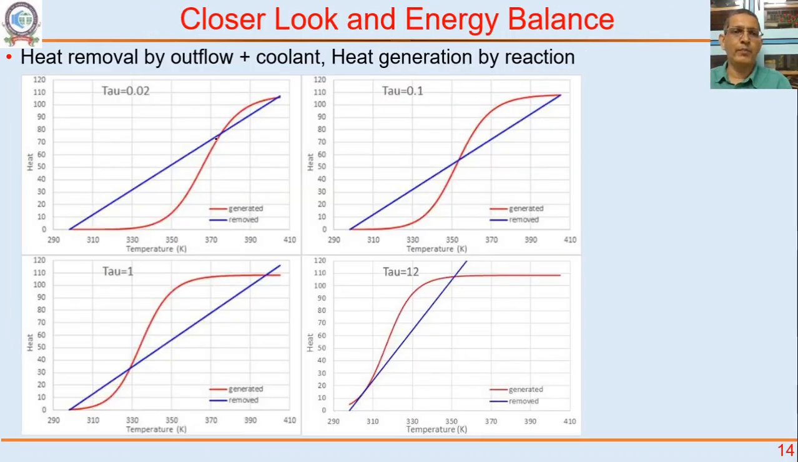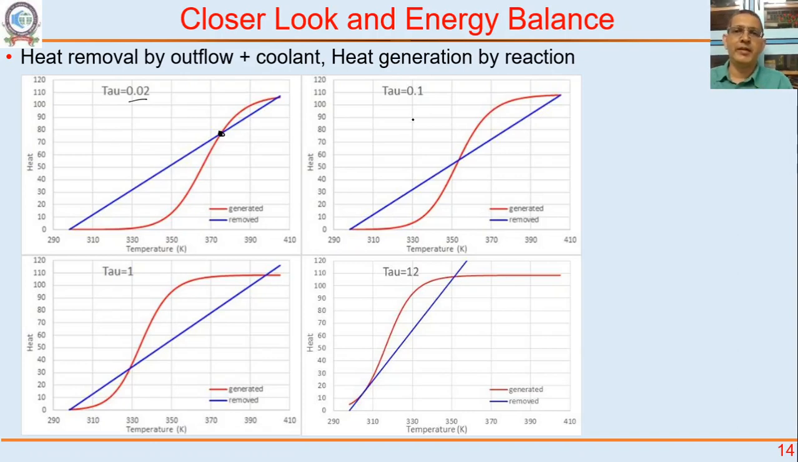So again, you can plot these in terms of residence time. So you will have 3 for say tau equal to 0.02. You will have 3 steady states. Middle one will be unstable steady state, higher one and the lower one will be stable steady state. And you can plot these again. They are different now. Tau equal to 0.02, tau equal to 0.1, 1 and 12. These values are now different because heat is removed.